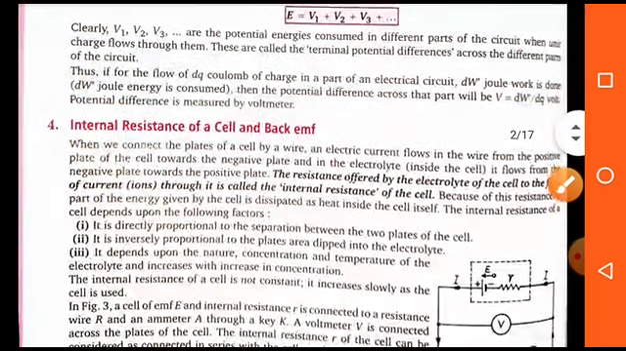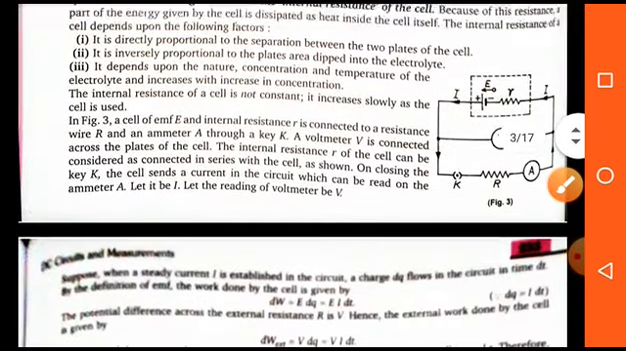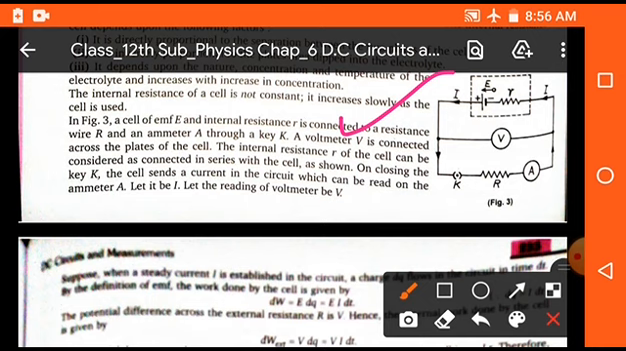Now the next topic is internal resistance of a cell and back EMF. Students, there is a diagram. In this diagram you can see that E is the total EMF and small r is the internal resistance. It is known as internal resistance because the resistance which has a small value and is connected just to the cell is called internal resistance. So from the figure, small r is the internal resistance, and in this circuit the ammeter and voltmeter are both connected in parallel.